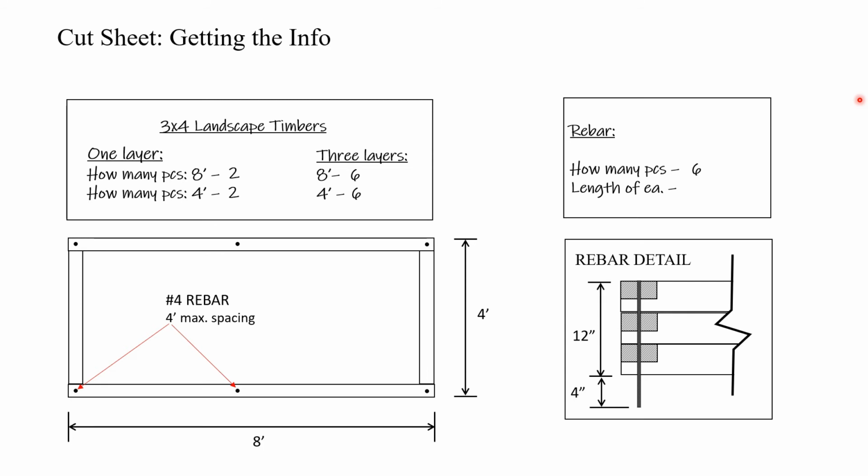All right, then look at the rebar. How many pieces of rebar we're going to need? All right, we said 6, right? We look here, we'll see 6 pieces. So we're going to need 6 pieces total, and the length will be what? 12 inches plus 4. So we need 6 pieces, 16 inches long. And that's our cut sheet, or the material we need.